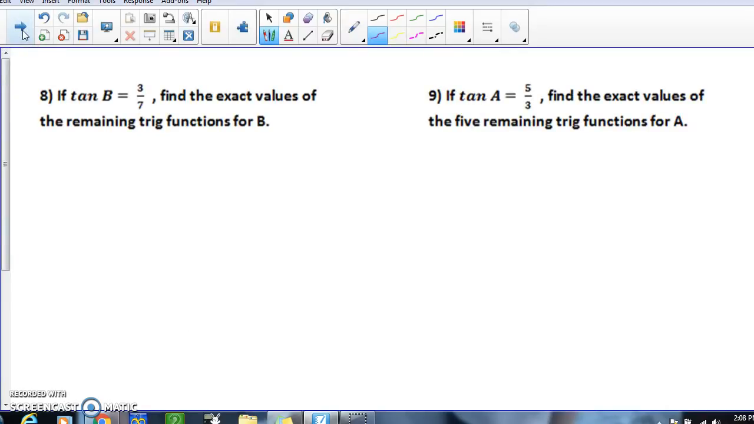So 8 says if the tangent of B is 3/7, find the exact value for the remaining functions of B. So I have to draw myself a right triangle because we know this is right triangles. I have to label one of the angles B, it doesn't matter. But again, just like before, this is tangent. Remember, tangent is opposite over adjacent. So the opposite side is 3, the adjacent side is 7. So I have to find the missing side and then all the ratios. So try that, pause the video, and see what you get.